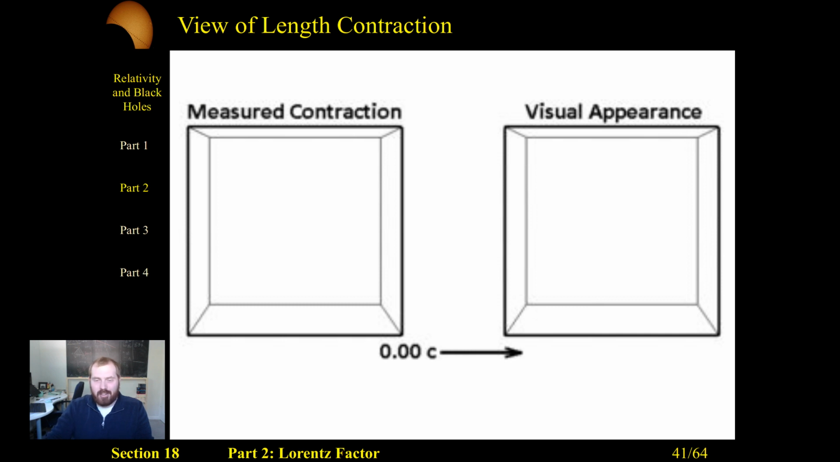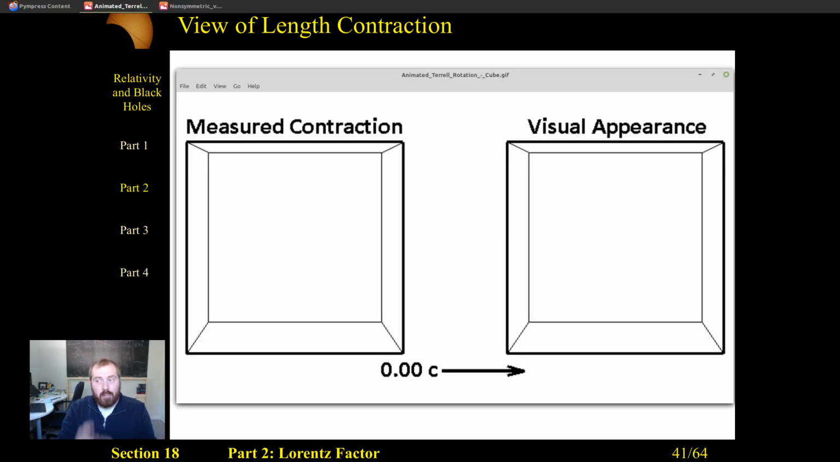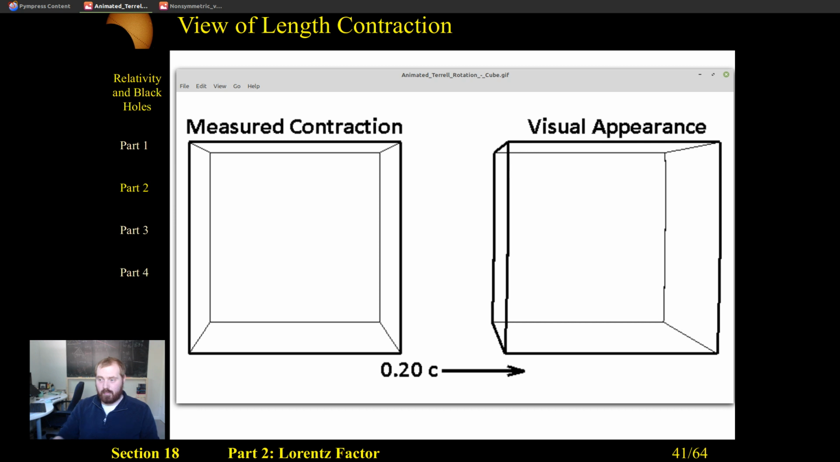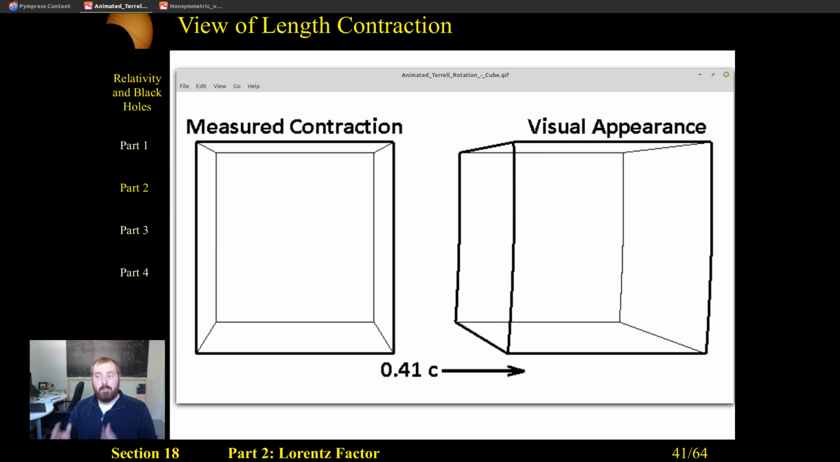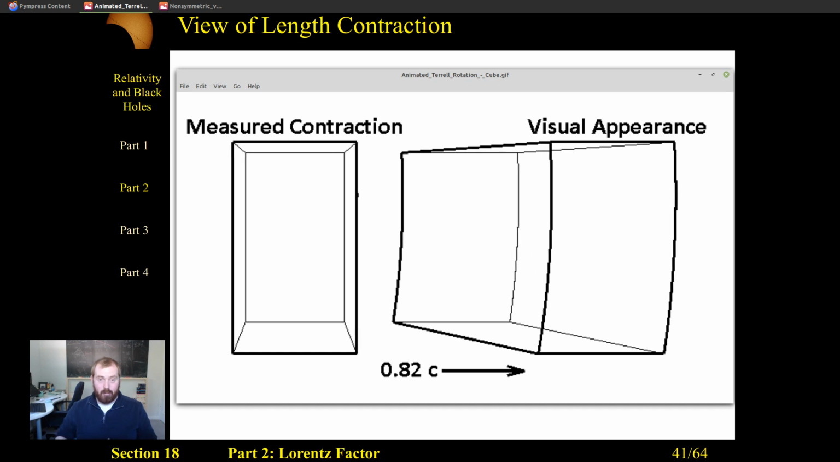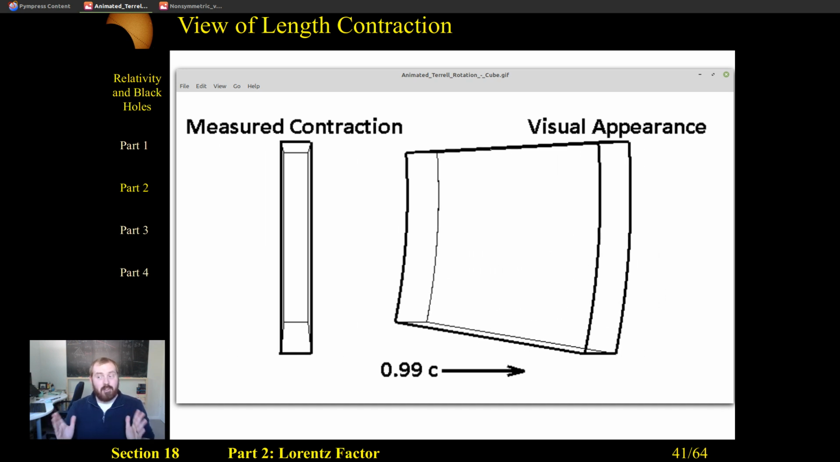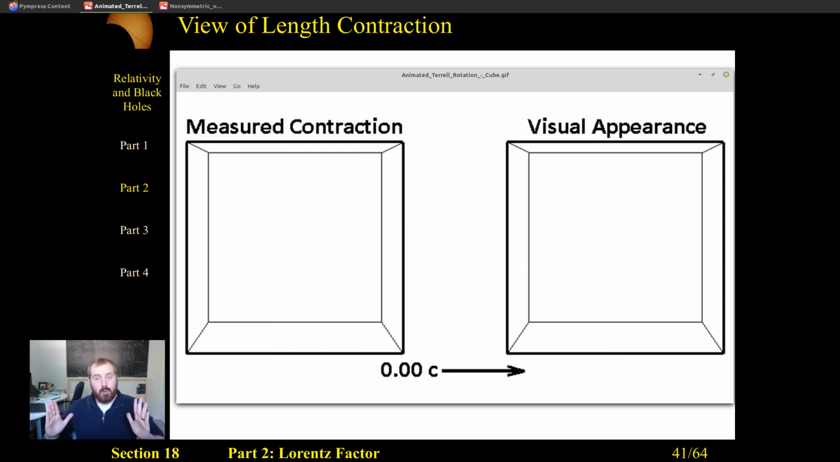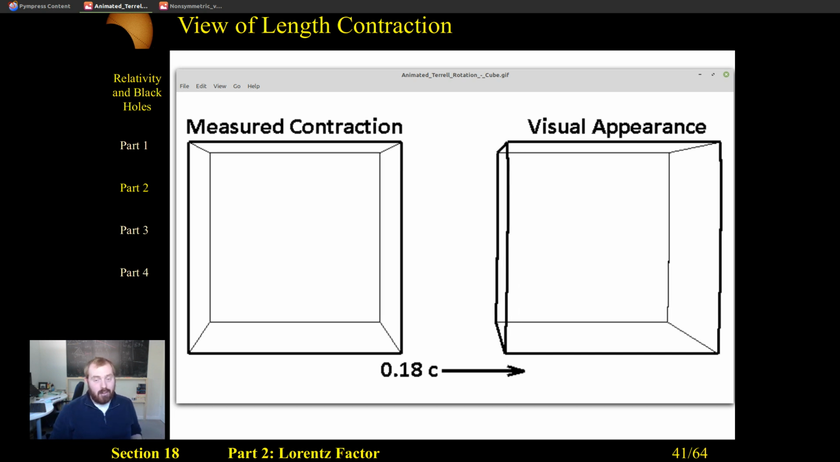Here's a little animation I'm pulling up to simulate what's happening. We're going to compare your measured contraction versus what your friends would see of you. This is what your Earth-based friends would see of you. On the left, we have this measured contraction. As the object's going faster and faster, remember that length contraction, the faster an object is, the more squished it becomes. So that'd be the length that we measure.